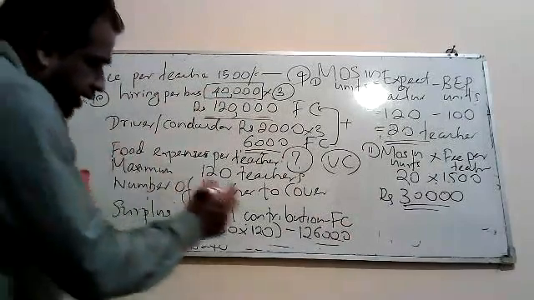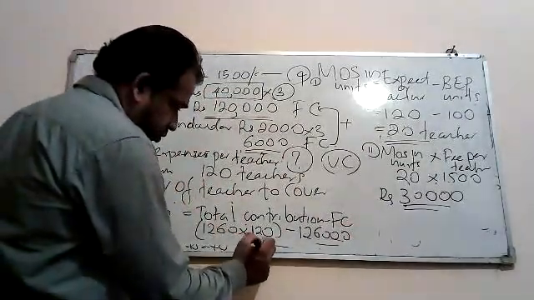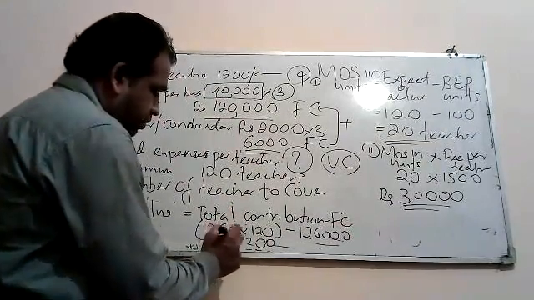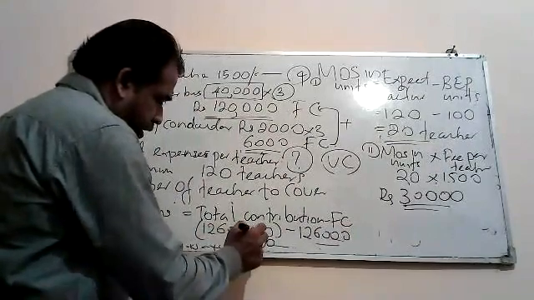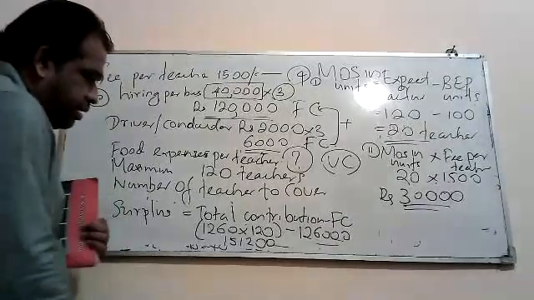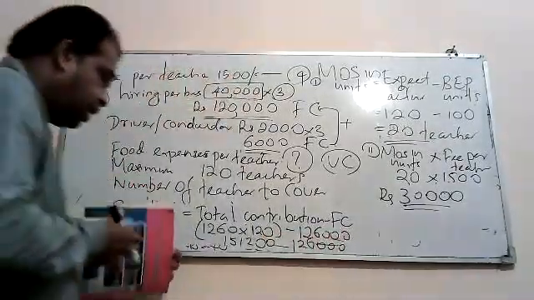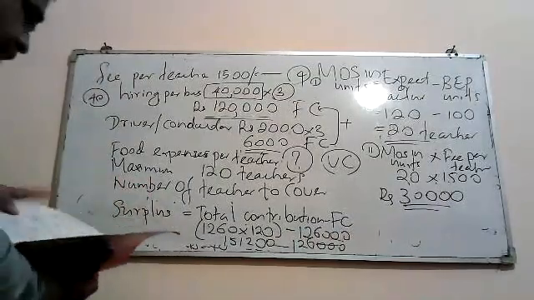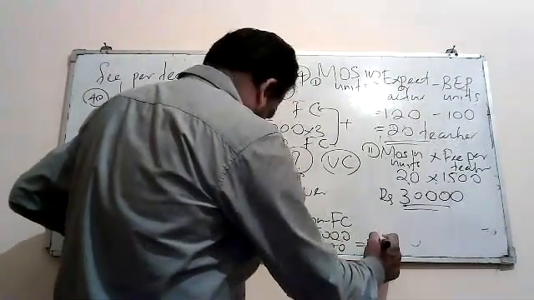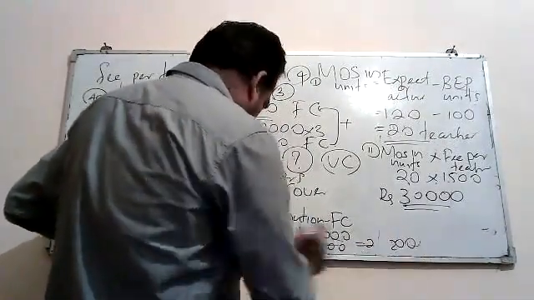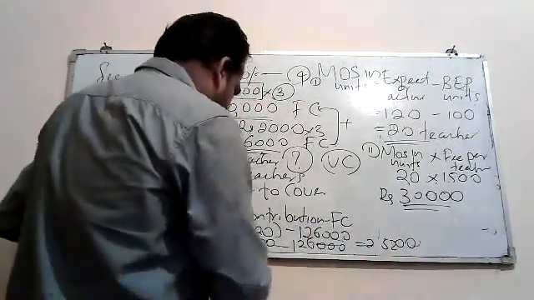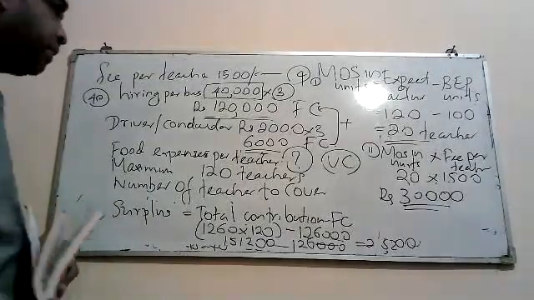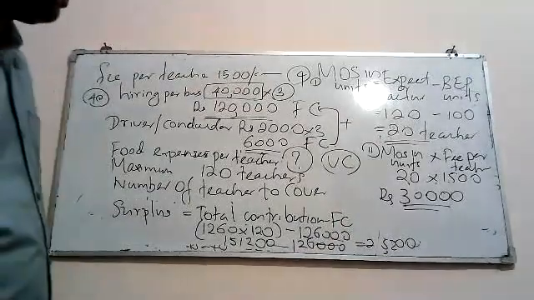Then here we can take 1,020 times 120, which is 122,400 minus 126,000 fixed cost. That gives 25,200. 25,200 will be the surplus.